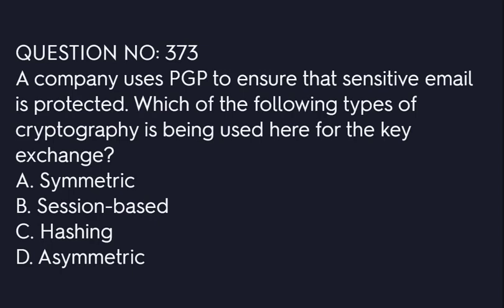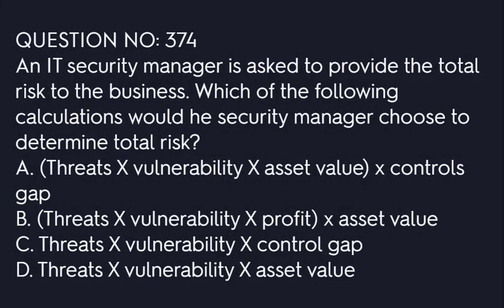Question no. 373. A company uses PGP to ensure that sensitive email is protected. Which of the following types of cryptography is being used here for the key exchange? A. Symmetric. B. Session-based. C. Hashing. D. Asymmetric. D.